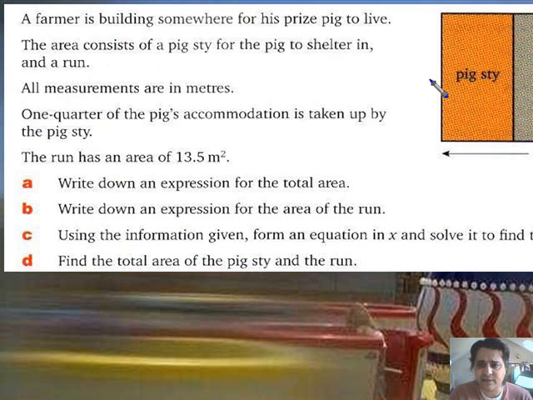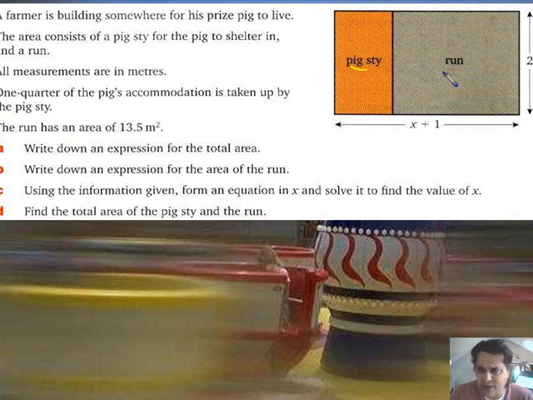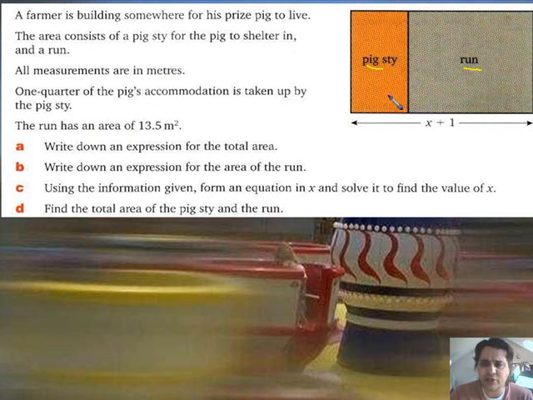The area consists of a pigsty. That's that. From the pig to shelter in and a run. I suppose it runs around in that little bit of field there, and that's fence around there. 1/4 of the pig's accommodation, that's all of that, is taken up by the pigsty. So let's just write this in. That's 1/4 of the whole area, and that must be 3/4 of the entire area.